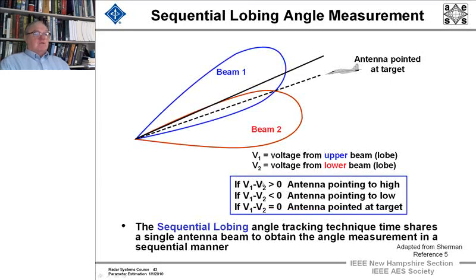Now, if V1 is greater than V2, the antenna is pointing too high. If V1 minus V2 is less than 0, the antenna is pointing too low. And if V1 minus V2 is greater than 0, the antenna is pointing too high. And if V1 and V2 are equal, the antenna is pointed on the target.